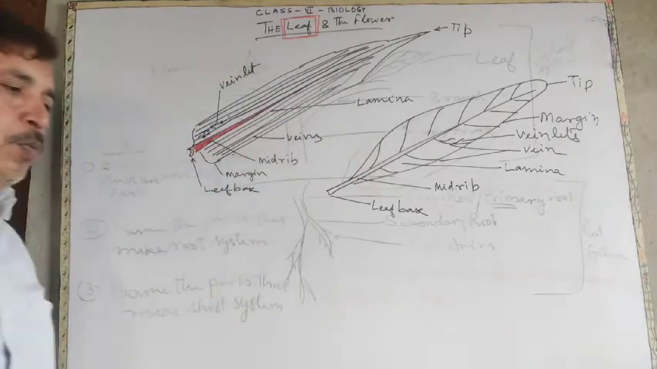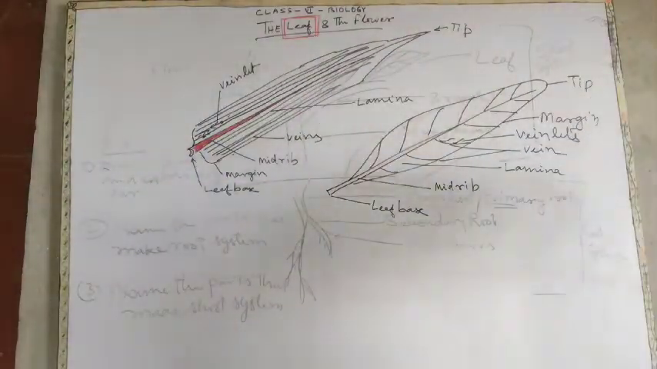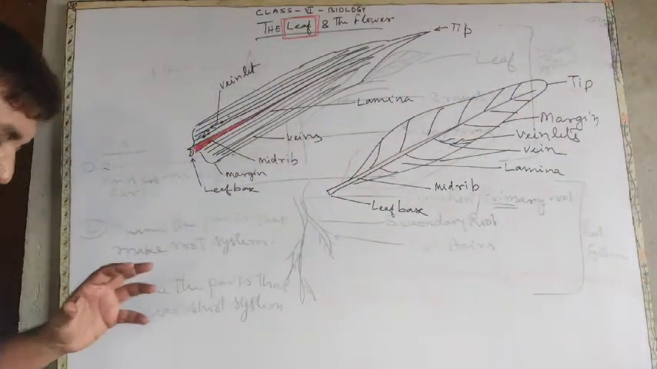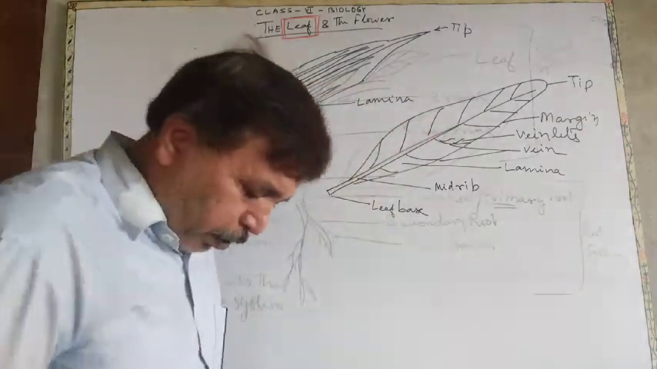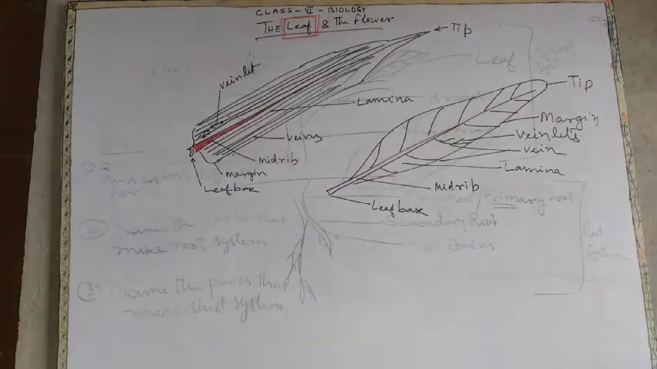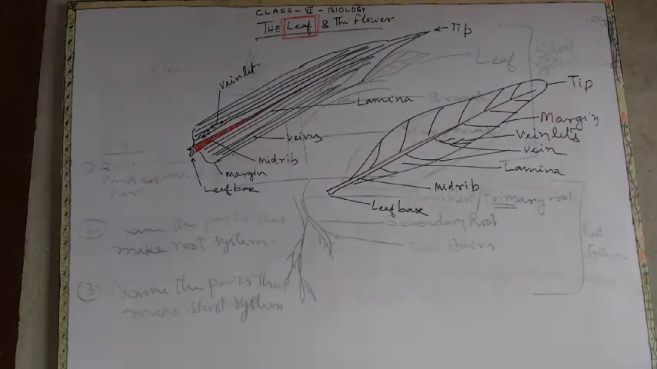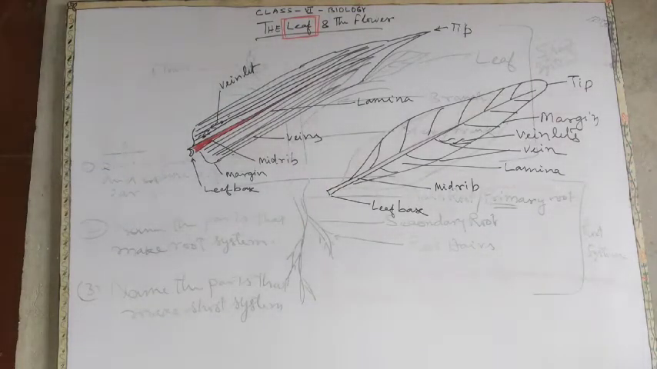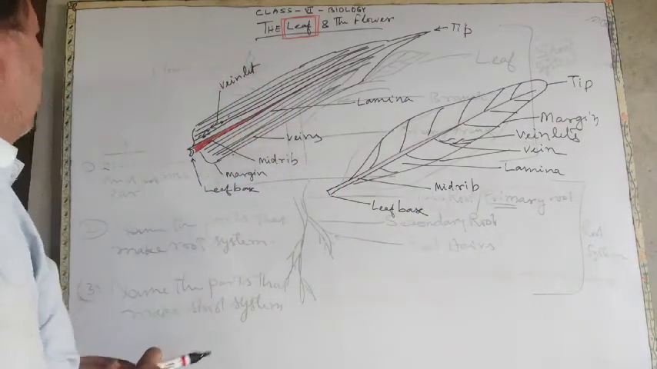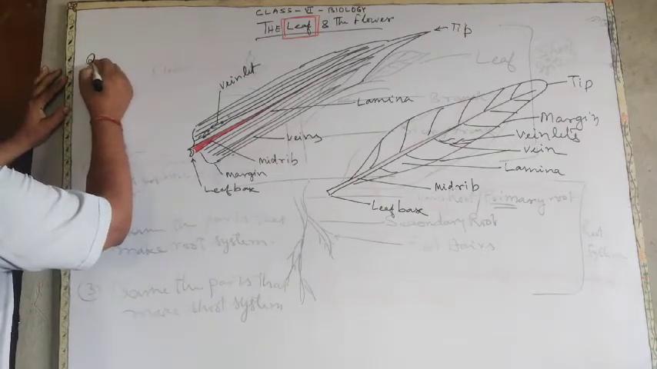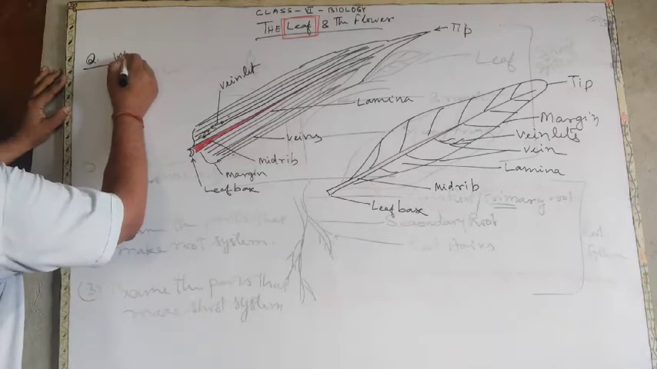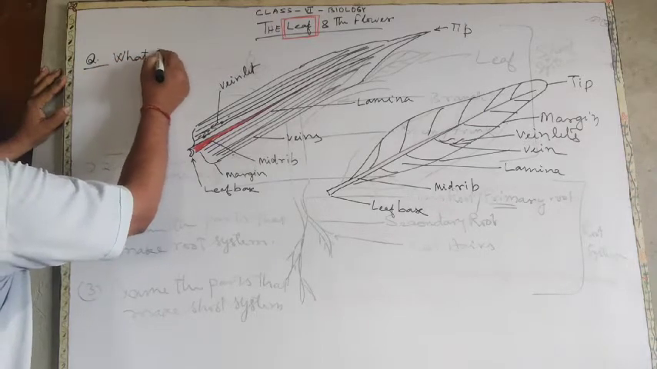So here one aspect that you must know is the distinction of leaves based on this pattern of arrangement of veins, right? Because of these veins we have two different kinds of leaves. Clear? So here you must know a question comes: what is venation?